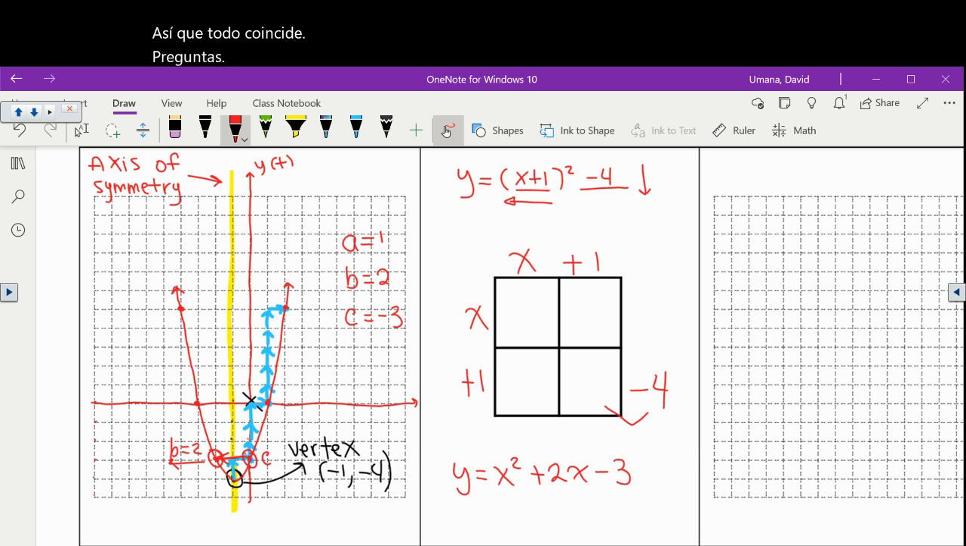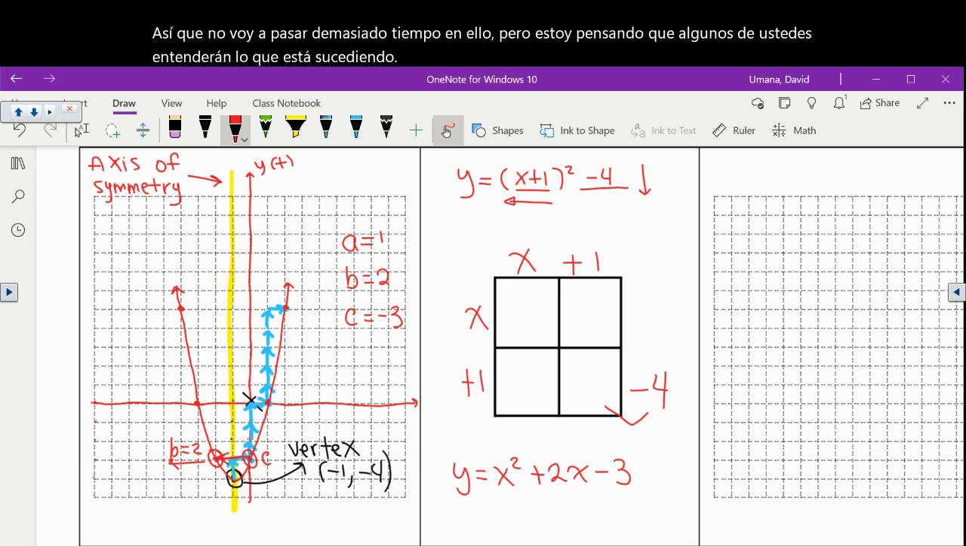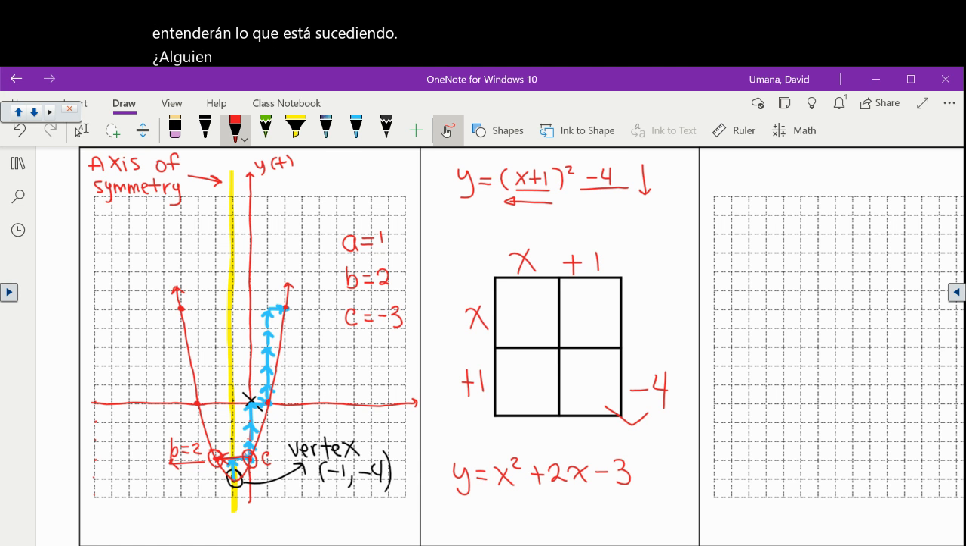All right. The final one that I have for you is kind of like a bonus. And I'm not sure how many of you will get it, so I'm not going to spend too much time on it, but I'm thinking a few of you will understand what's happening here. So does anybody need to take a picture of this? Go ahead. How did you do it? Anybody else need to take a picture before I move it?